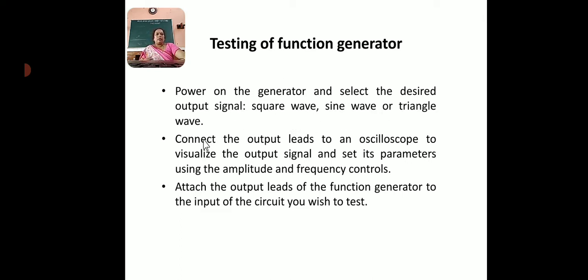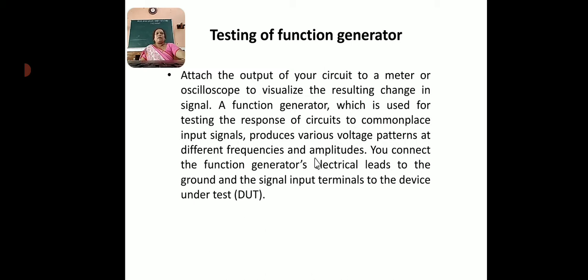Then we have to connect the output leads to the oscilloscope, CRO, to visualize the output signal and set its parameters using the amplitude and frequency controls. Then we attach the output leads of the function generator to the input of the circuit which we are using to test. Then attach the output of your circuit to a meter or oscilloscope to visualize the resulting change in the signal.